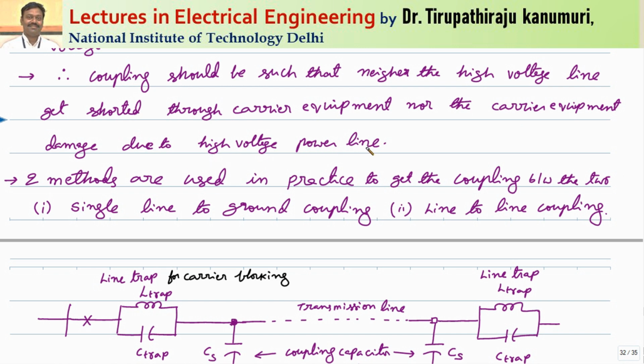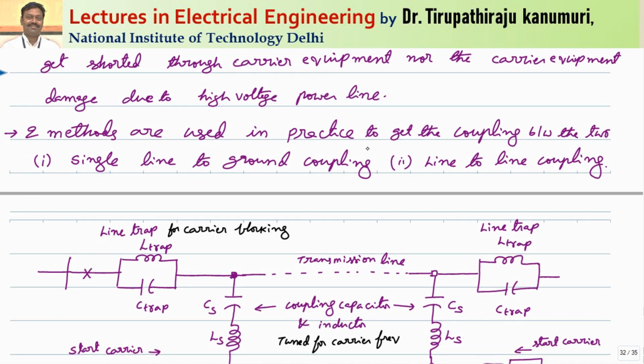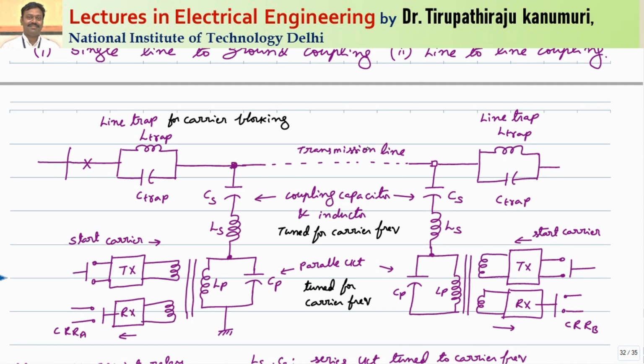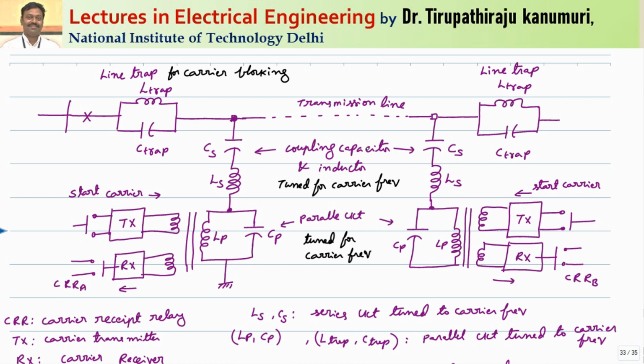In order to do this, basically two methods are used for the coupling. The first method is single line to ground coupling, and the second one is line to line coupling. Let us start with single line to ground coupling, where we will discuss the basics and the methods, and then we will go to the line to line coupling method. Different components are used for this coupling. Let us assume this is my sending end bus, bus A, and this is my bus B. At both ends, one relay will be there.